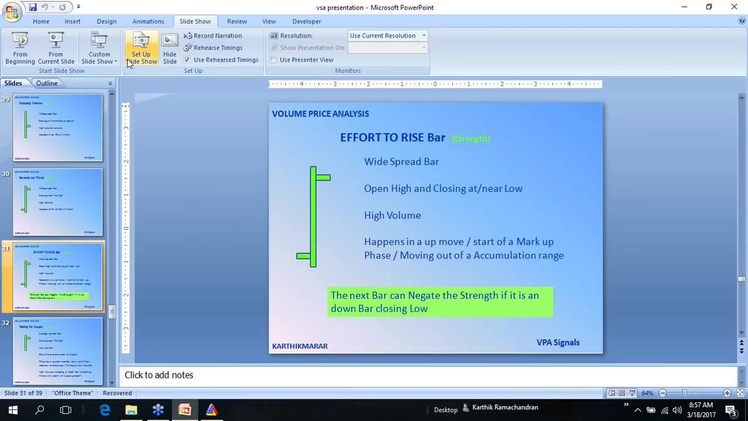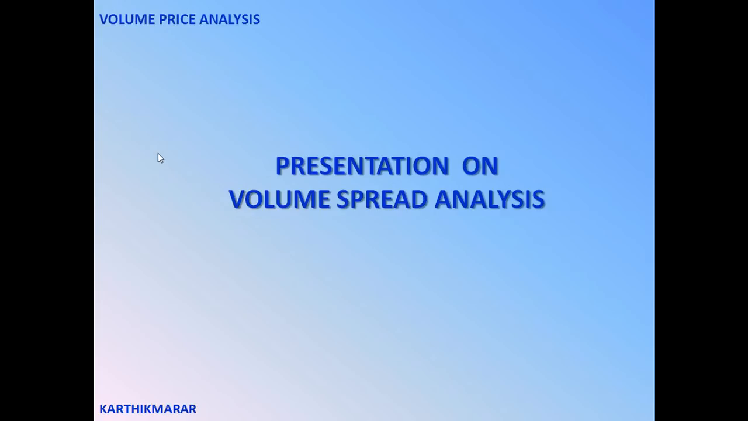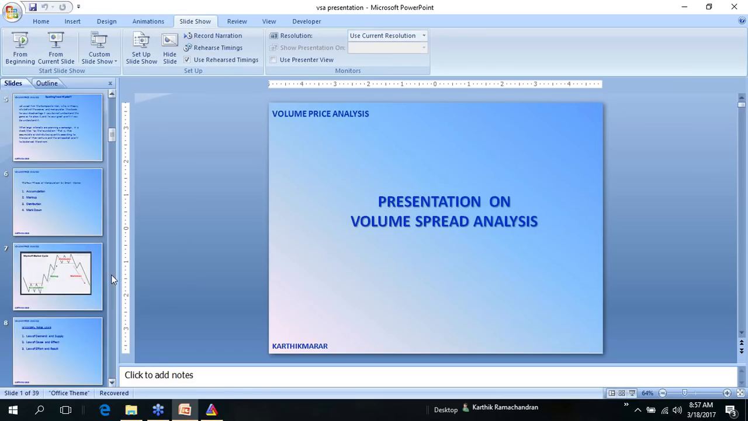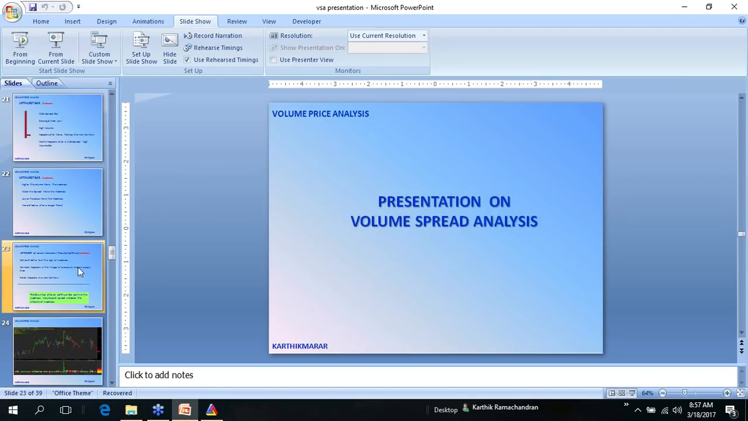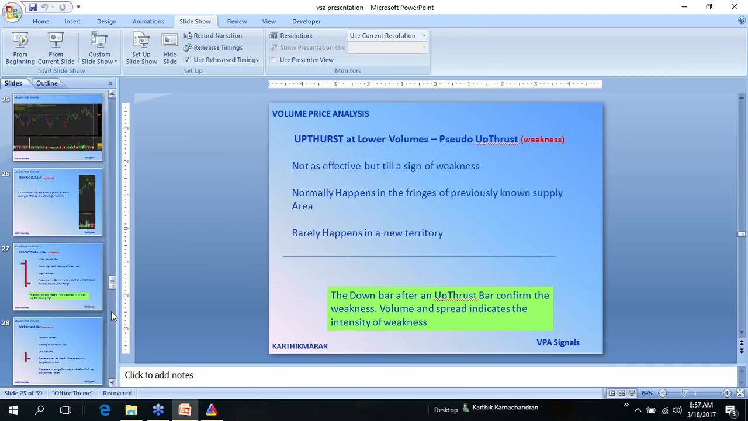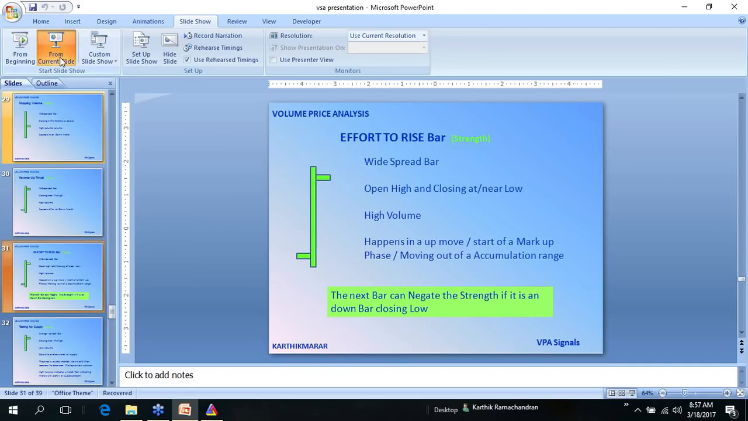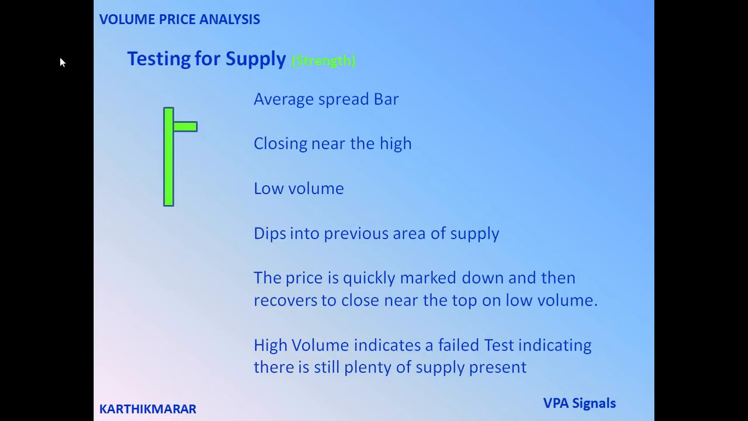Let's go back to our signals. So this was the effort to rise bar. The next one is the test for supply. This is a very important signal, but in my experience, it is also one of the most difficult to find out, because I could see tests happening, not exactly where they should happen. Of course, with experience you can get better, but it's one of the most difficult signals to find.